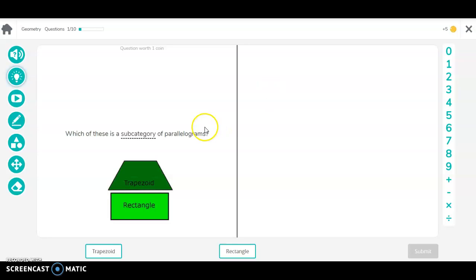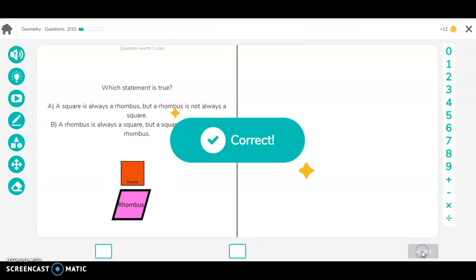Which one of these has 4 sides? They all do. They all have 4 angles, but which ones have opposite sides that are parallel? If you look at this, the trapezoid has these 2, but these aren't parallel because if I keep drawing this line, they're eventually going to intersect. You have to think of parallel lines like railroad tracks. They never intersect. So we're going to go ahead and click rectangle. Correct.